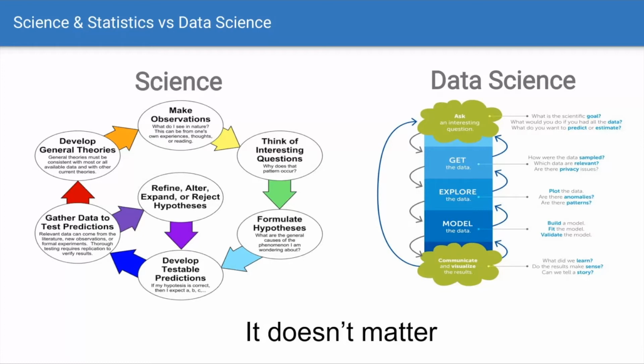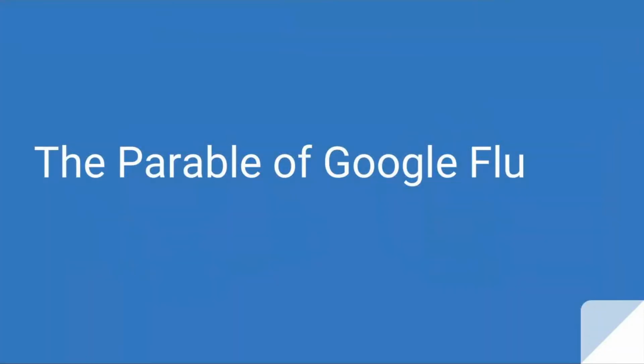And that's the key point. We're swimming in data now, and the question is, how can we leverage it in a scientifically rigorous way to answer questions about food safety? But before I do that, I want to talk about how this can go a little bit wrong. And I'm going to talk about an interesting question, which has been dubbed the parable of Google flu.